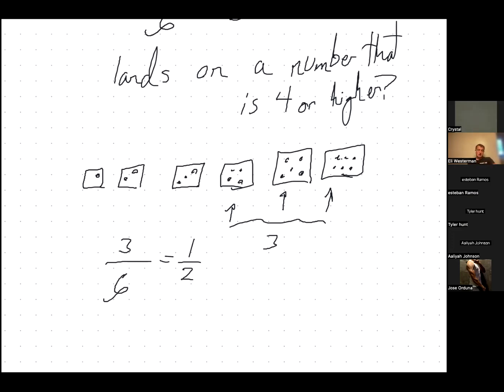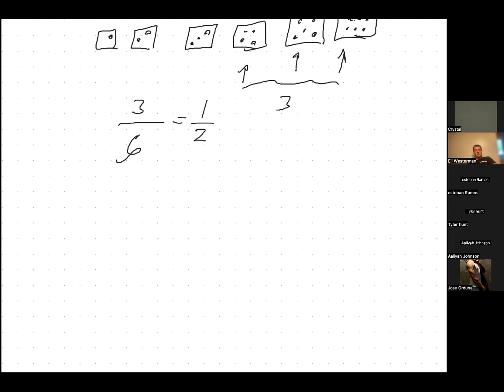Now I'm going to ask some more dice problems. Someone said they don't understand the simplify part. So if you have 3/6, you can divide the top by 3 and the bottom by 3, and that equals 1/2. Because you can divide the top and bottom by the same number, you can simplify it to 1/2.